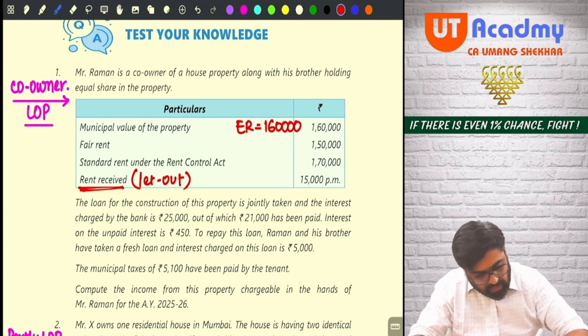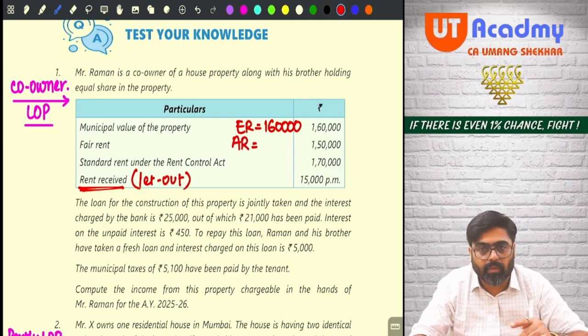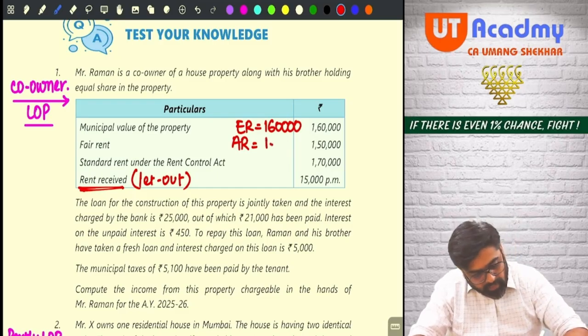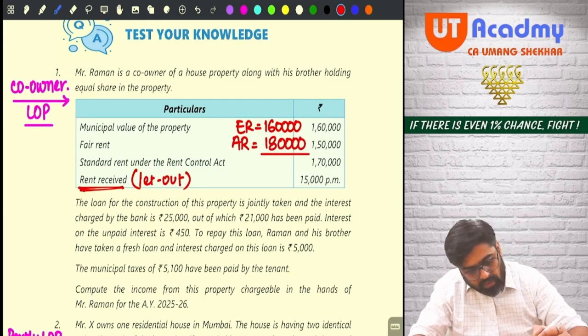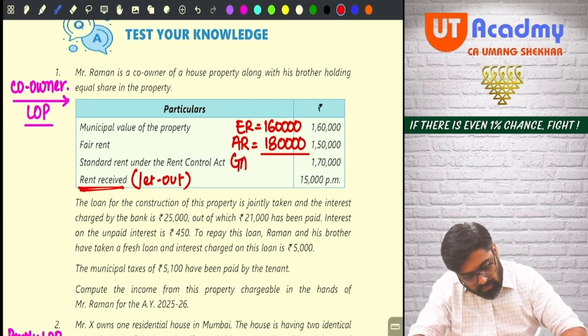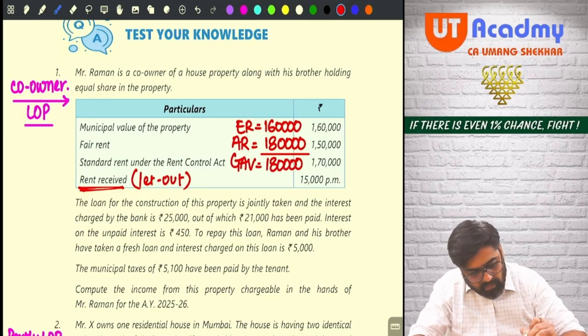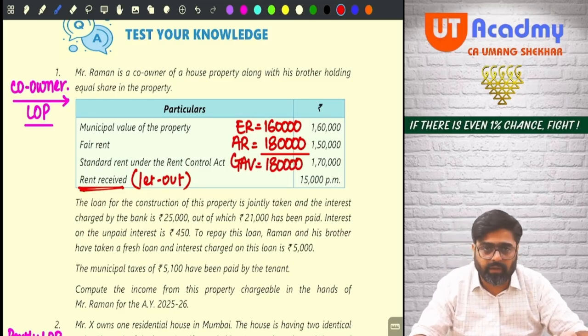Now what is the actual rent? Come on, tell me. Was there any vacancy? No. Meaning that the property was let out throughout the year at a monthly rent of 15,000. 15,000 into 12 will give me 1,80,000. If there is no vacancy, AR or ER, whichever is higher, will become GAV. So my GAV will be 1,80,000, everyone. And since there is no unrealized rent given in the question, final GAV is this only.